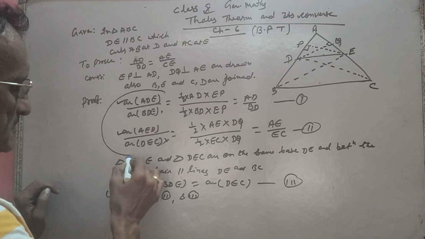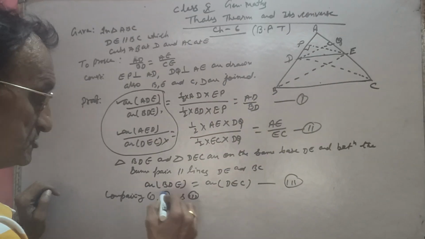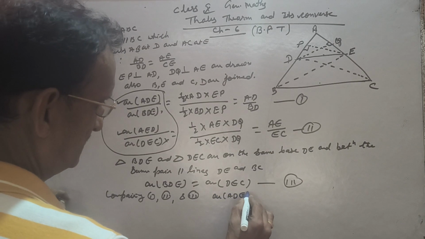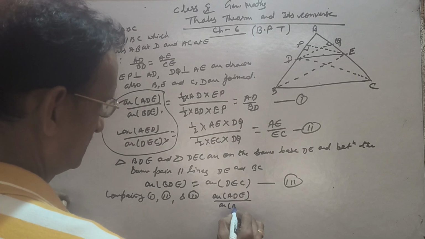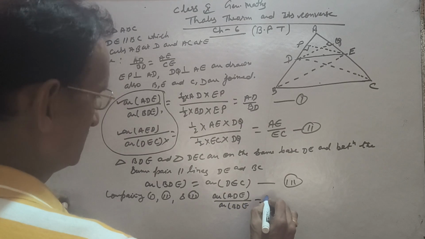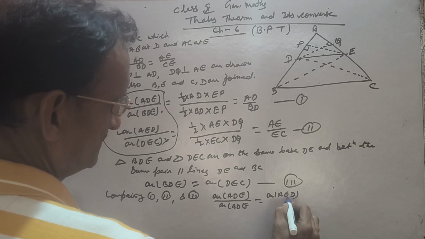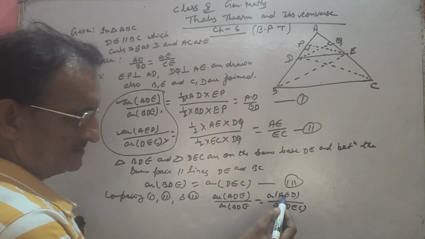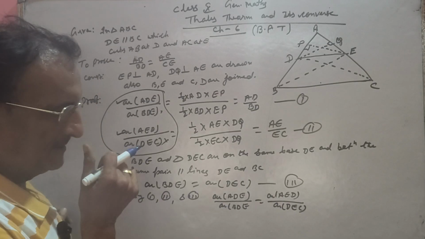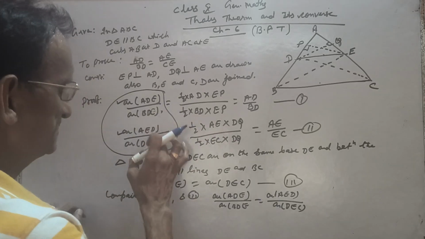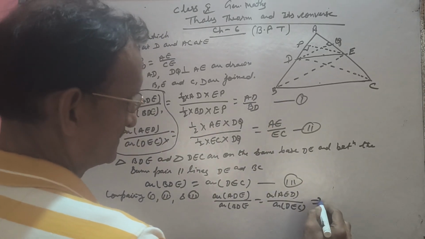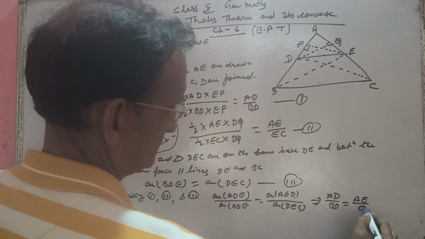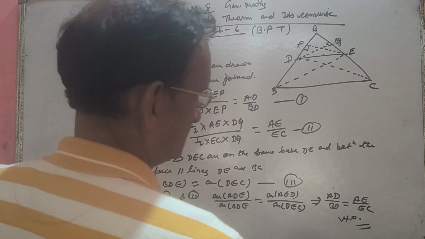So what will happen? The left hand sides are equal now. When you compare equations 1, 2 and 3, you get the left hand side equal. So you can write area of ADE by area of BDE is equal to area of AED by area of DEC, because the numerator represents the same triangle and the denominator areas are equal, which you have proved already. Now if this equals this, then what is the value of this? AD by BD is equal to AE by EC. So hence proved. This is not difficult.